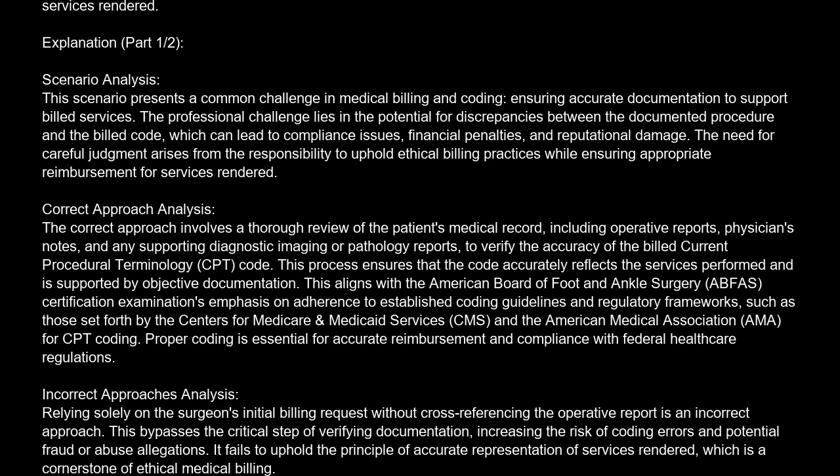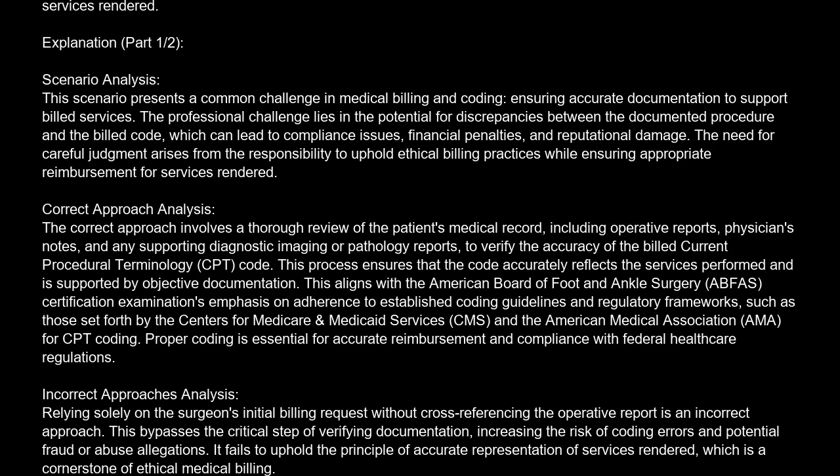Scenario analysis. This scenario presents a common challenge in medical billing and coding, ensuring accurate documentation to support billed services. The professional challenge lies in the potential for discrepancies between the documented procedure and the billed code, which can lead to compliance issues, financial penalties, and reputational damage. The need for careful judgment arises from the responsibility to uphold ethical billing practices while ensuring appropriate reimbursement for services rendered.